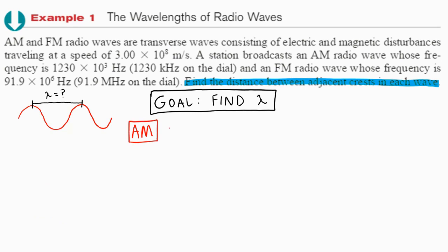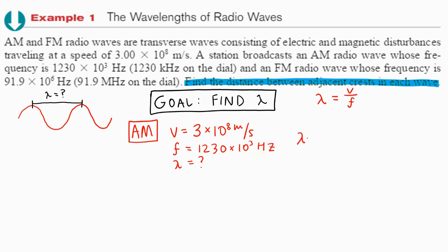Let's list our givens. We know the speed is just the speed of light, since this is a radio wave and that's an electromagnetic wave. So that's 3 times 10 to the 8th meters per second. We know that the frequency f is 1230 times 10 to the 3rd hertz. And we are trying to solve for lambda, the wavelength. We have a wave equation, which is lambda is equal to speed over frequency. So all we have to do is plug this in.